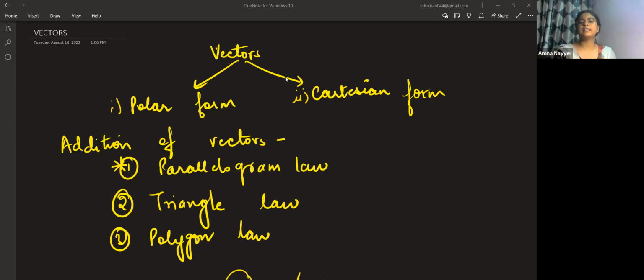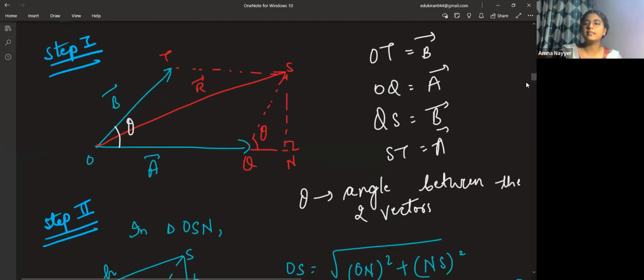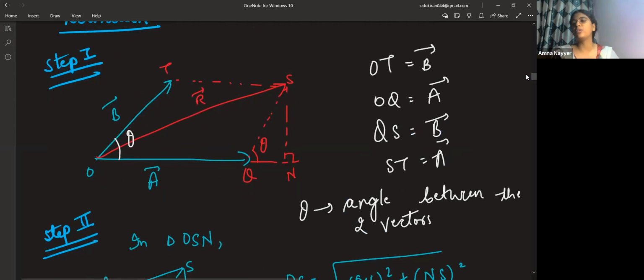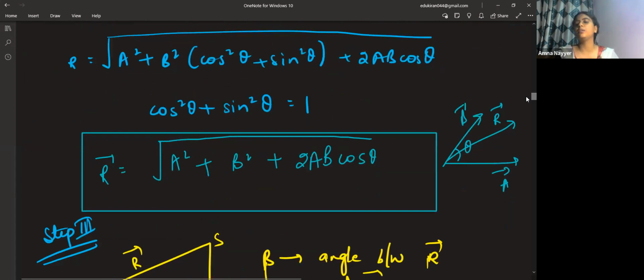Okay, so in the last class, we had started with the derivation of the parallelogram law, but we couldn't complete it. The first step is to draw up the geometrical construction. The second step is to find out the magnitude. The magnitude of the resultant is given by the square root of a square plus b square plus 2ab cos theta. What is a, what is b, and what is theta? A and B are two vectors which represent the adjacent sides of the parallelogram, and the angle that they subtend is what we call theta.